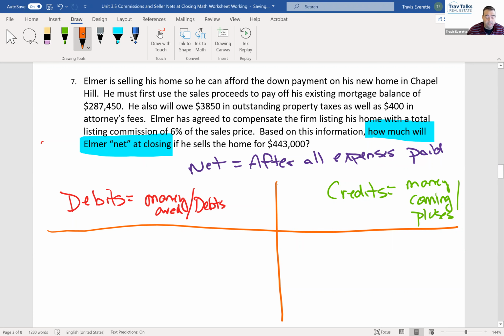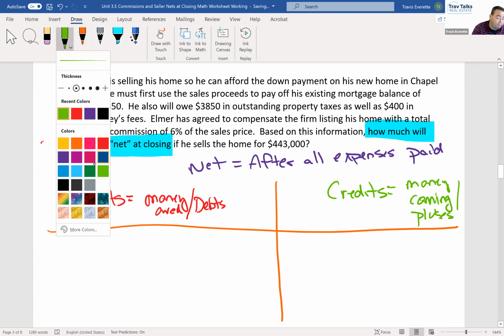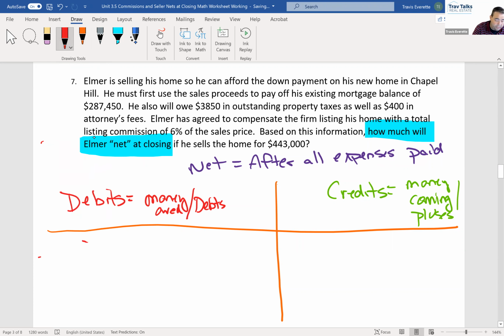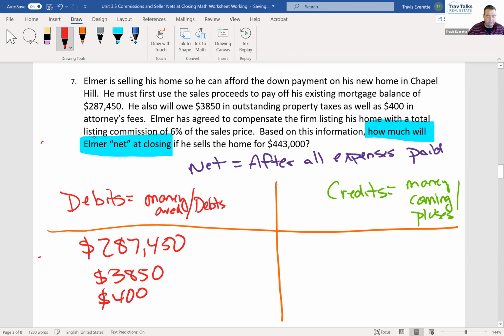He must first use the sales proceeds to pay off his existing mortgage. Well, if he's paying it off, folks, that's not a good thing. That's not money coming to him. That's not a plus. That's a debt that he owes. So we're going to put that $287,450 over here as a debit. It says he will also owe, sounds like a debit to me, $3,850 in outstanding property taxes, as well as $400 in attorney's fees. So he owes $400 in attorney's fees. That also sounds like a debit.